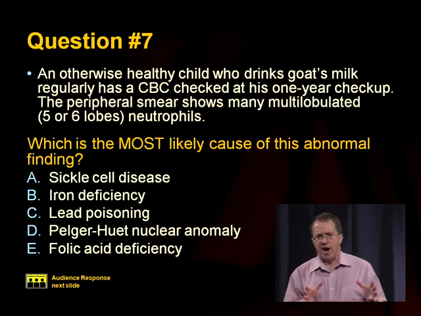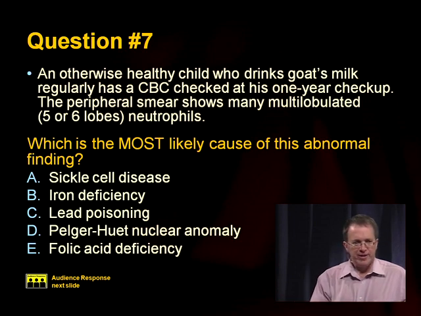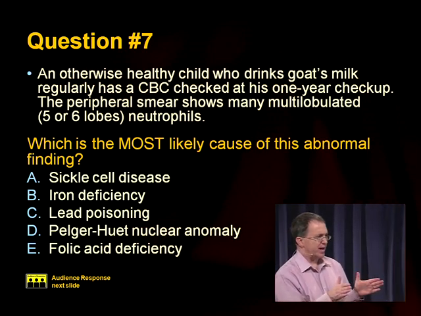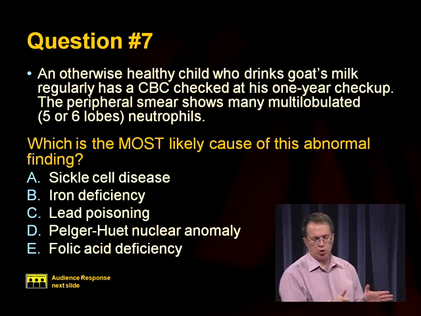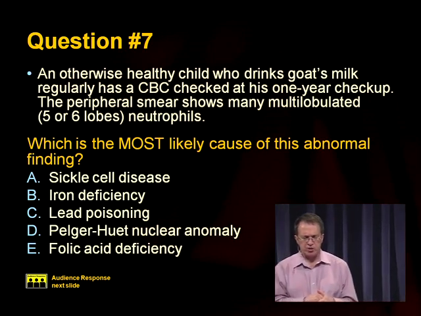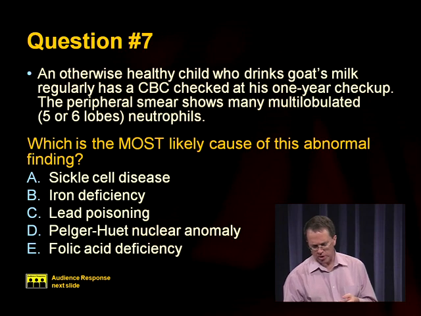My problem was I couldn't find a picture of this that I owned. So I want anybody who has a computer in front of them to Google multi-lobulated neutrophils and show your neighbor a picture or look it up tonight. Because this is something you are quite likely to see on the board exam, and it will not be subtle. It's going to be a lot of lobes, and it isn't going to look normal. So if you see that multi-lobulated neutrophil, what is it associated with? Sickle cell disease, iron deficiency, lead poisoning, Pelger-Huet nuclear anomaly, or folic acid deficiency.